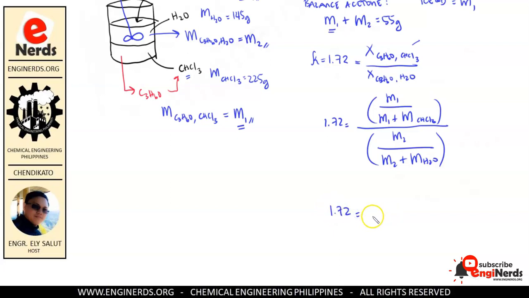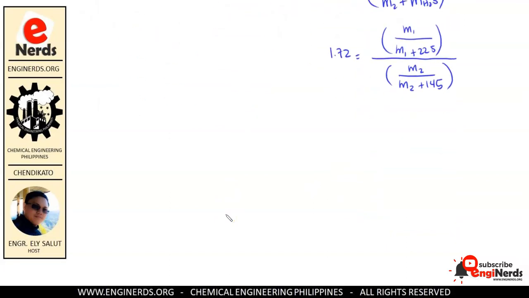So, we have 1.72 is equal to M1 over M1 plus 225 over M2 over M2 plus 145. Ngayon guys, i-simplify natin yung ating equation. Because we need to solve for M1, diba? So, simplify muna natin siya. So, we'll have here M1 over M1 plus 225 times M2 plus 145 over M2 is equal to 1.72.